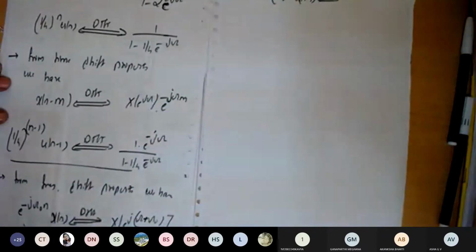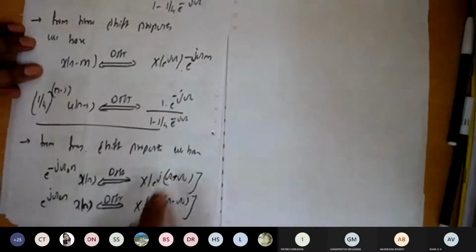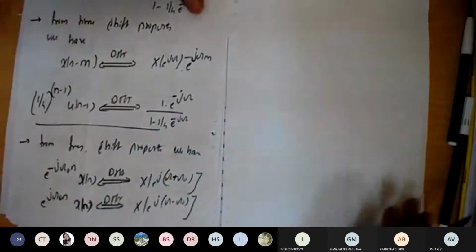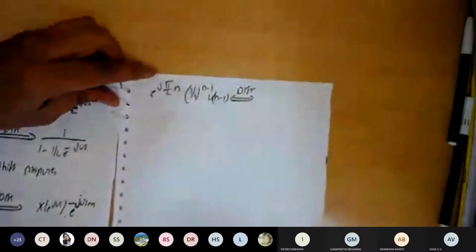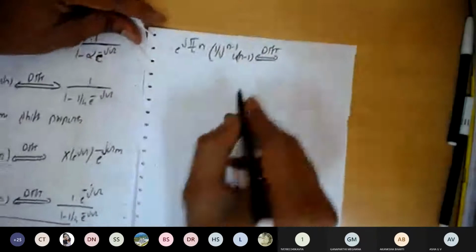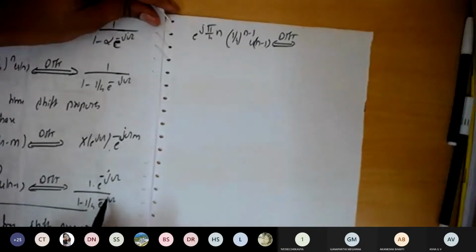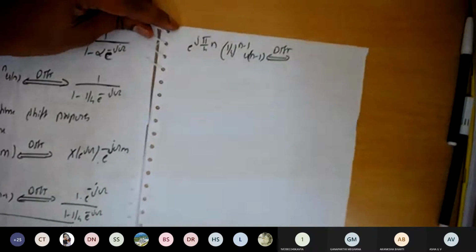If it is plus, it will become minus here. If it is minus, here it will become plus. Based on that, let us apply. The DTFT of this is e^(-jω) divided by 1 minus 1/4 e^(-jω). We need to replace ω with ω minus π/4.